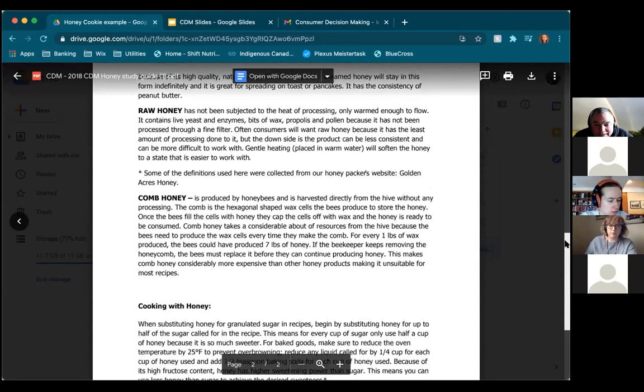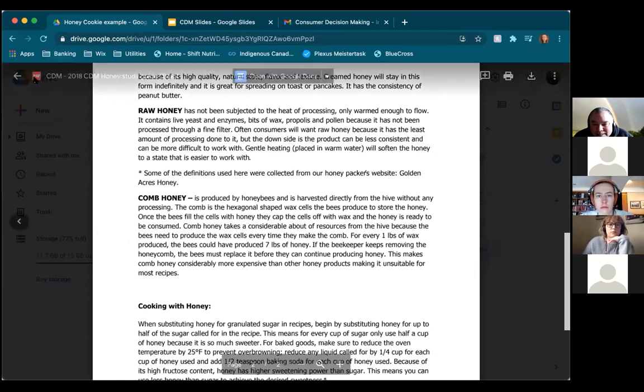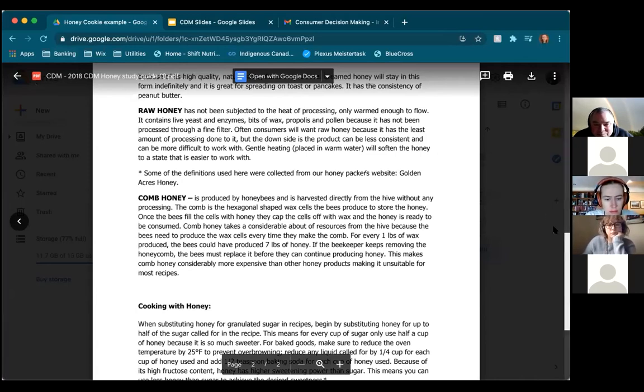Now, raw honey has not been subjected to the heat of processing, only warmed enough to flow. It contains live yeast and enzymes, bits of wax, propolis, and pollen because it has not been processed through a fine filter. Often consumers will want raw honey because it has the least amount of processing done to it, but the downside is the product can be less consistent and can be more difficult to work with. Gentle heating, placed in warm water, will soften the honey to a state that is easier to work with.